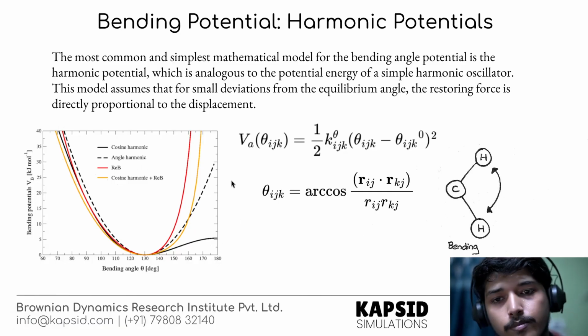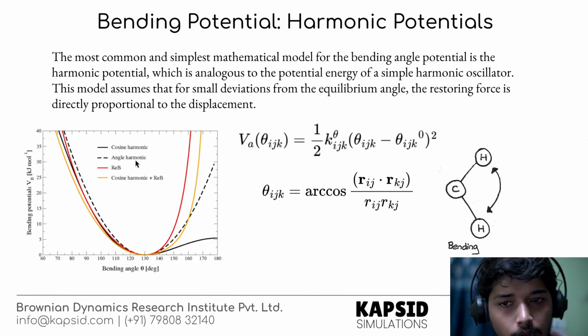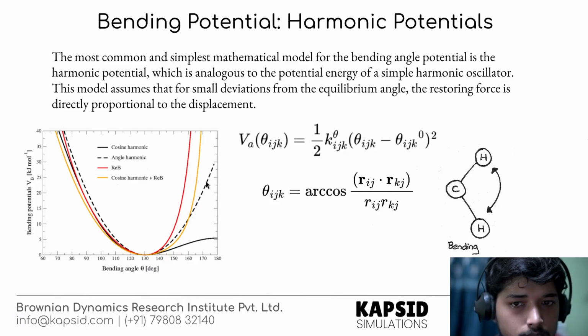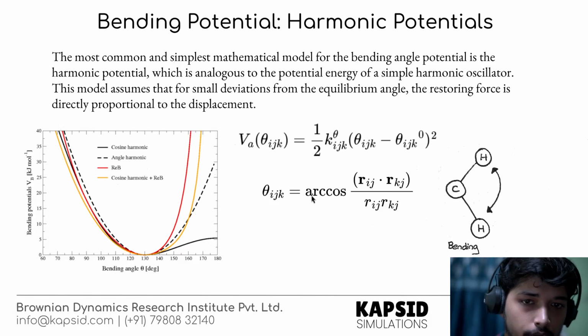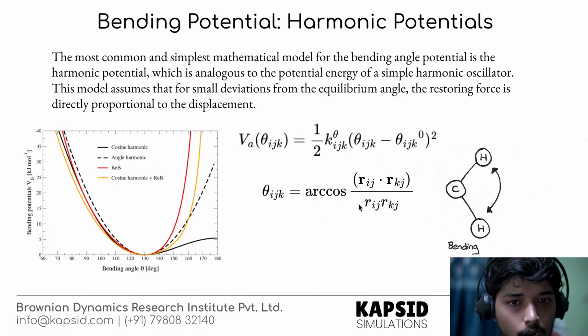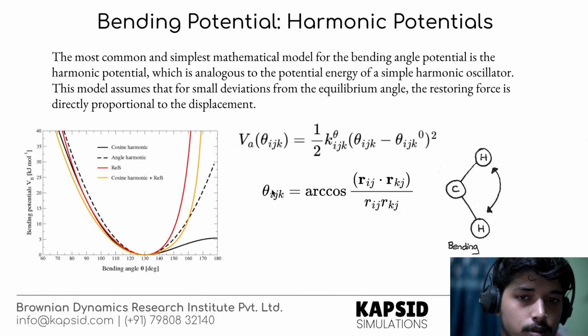The reason being, firstly, I'll start with angle harmonic. This harmonic potential is actually not defined after 180 degrees, because we are using an inverse cosine. Inside this, the value becomes more than 1 or less than minus 1, and that is not defined. If you want, you can do it for yourself, because this theta value is basically calculated from a dot product of the two bonds.